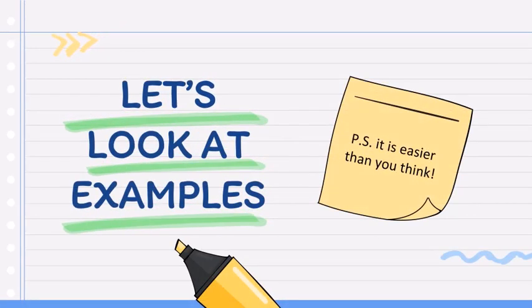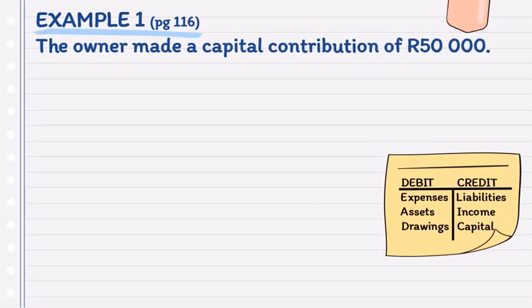Okay, so we are going to look at some examples in your textbook, and we are going to start on page 116. You can page to page 116 if you want, or you can just look at the examples and at the video. The first example on page 116 said the owner made a capital contribution of 50,000 Rand.